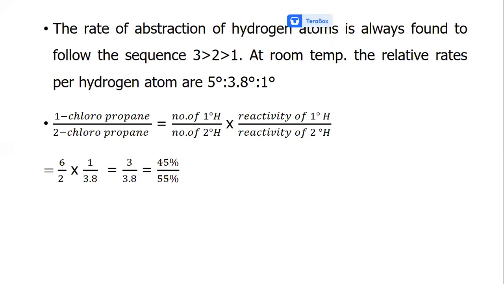The rate of extraction of hydrogen atoms is always found in the sequence 3 degree, 2 degree, and 1 degree at room temperature. The relative rates of abstraction by hydrogen are 5, 3.8, and 1. So 1-chloropropane, 2-chloropropane, number of hydrogen 1 degree, number of hydrogen 2 degree, reactivity of 1 degree hydrogen, reactivity of 2 degree hydrogen. So 6 over 2 into 1 over 3.8 equals 3 over 3.8. So that is the 45 and 55%.